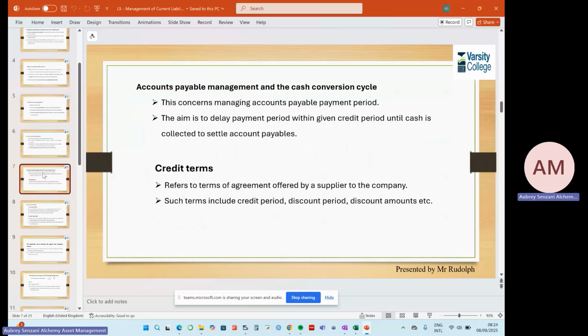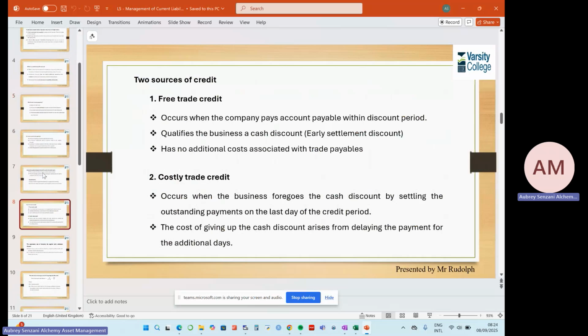Okay, so all of this is agreed upfront. So when we do come and pay our liability, we know exactly how much of a discount we should receive, and also the creditor is not confused about how much of a discount he is providing to us. Now, two sources of credit. You've got free trade credit, okay, and then you've got costly trade credit.